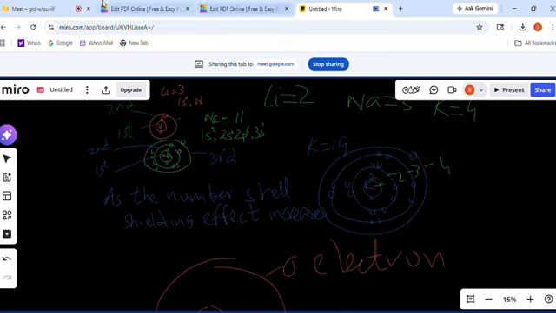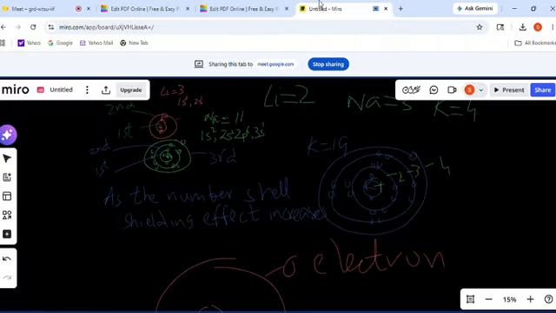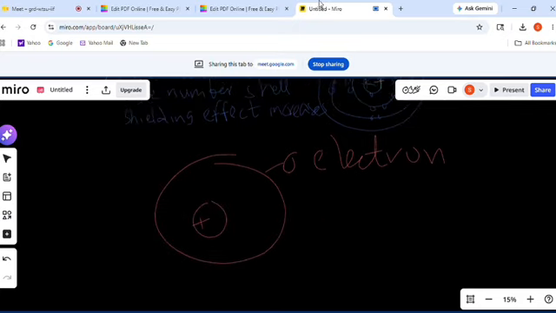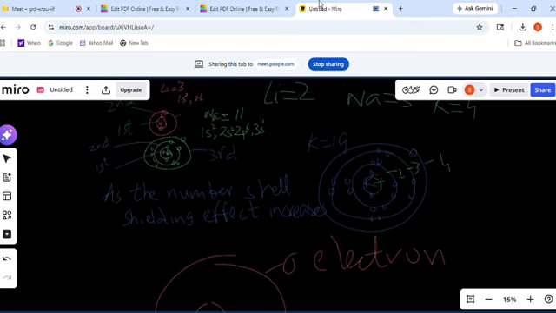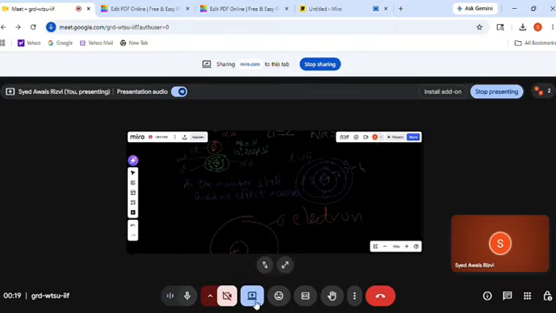So as we move top to bottom in a group, the number of shells increases. You can say that in lithium there are 2 shells, in sodium 3 shells, potassium 4 shells. So the number of shells increases, so the shielding effect also increases. So basically we can say that the shielding effect is the reduction of force of attraction between the nucleus and the outermost shell electron due to the presence of inner shell electrons.